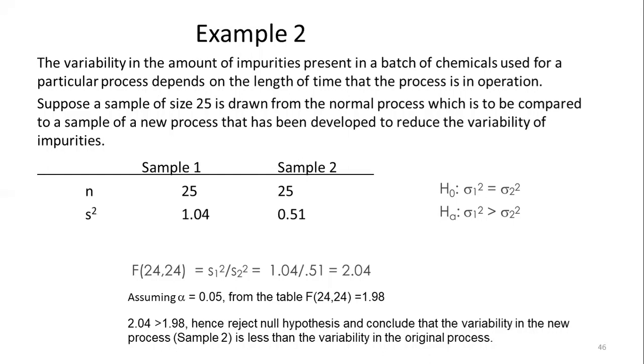So the F statistic is calculated as S1 square by S2 square. Since 1.04 is greater, we take 1.04 divided by 0.51. You get 2.04. And from the table for 24, 24, you get a value of 1.98. Since the calculated value is greater than the tabulated value, we reject the null hypothesis. We conclude that the variances are not equal and the variance of the first one is greater than the second one. Or you can say that the new process has reduced the variability in the impurities.